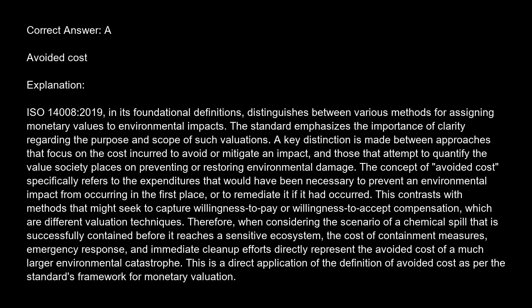The correct answer is A, avoided cost. Explanation: ISO 14008-2019, in its foundational definitions, distinguishes between various methods for assigning monetary values to environmental impacts. The standard emphasizes the importance of clarity regarding the purpose and scope of such valuations. A key distinction is made between approaches that focus on the cost incurred to avoid or mitigate an impact, and those that attempt to quantify the value society places on preventing or restoring environmental damage.